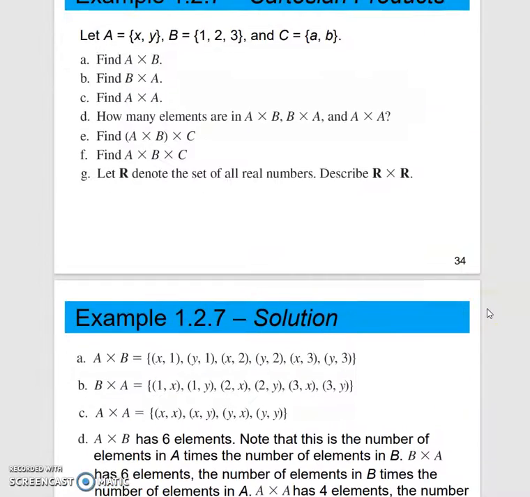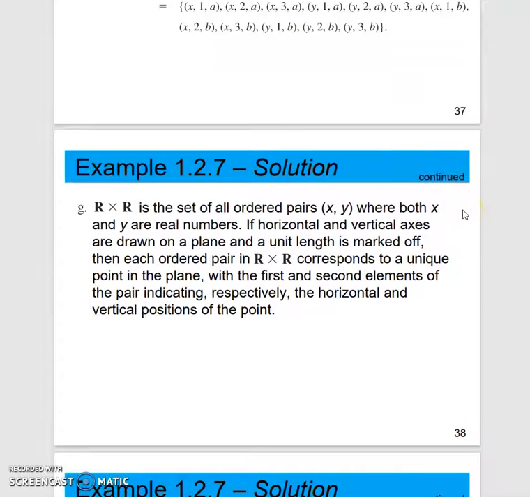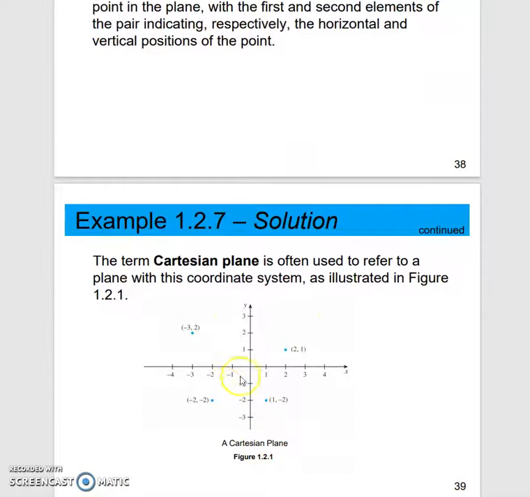Our final question: remember capital R, that's the set of all real numbers. So what is R cross R? We would say that is the set of all ordered pairs (x, y), where we have our Cartesian coordinate plane. In fact, R cross R is usually described as that Cartesian coordinate plane, which we are all hopefully fairly familiar with. And that is now everything in section 1.2.